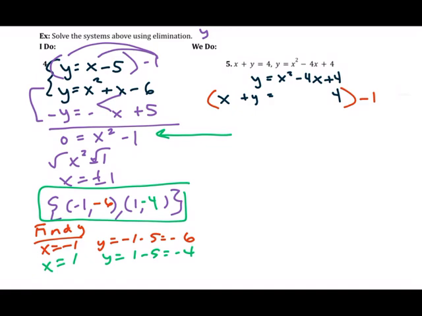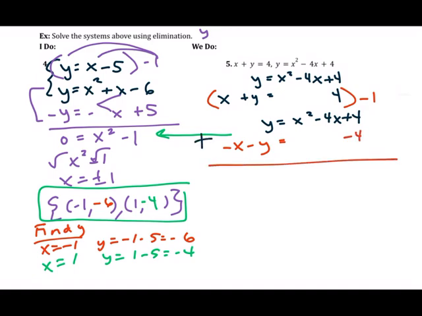So I'm going to rewrite my first equation, y equals x squared minus 4x plus 4. After I multiply by negative 1, negative x minus y equals negative 4. And then I can add those two equations together. Nothing plus negative x is negative x. Y plus y is 0. That was our goal, to eliminate y. X squared minus 4x, 4 plus negative 4 is 0.